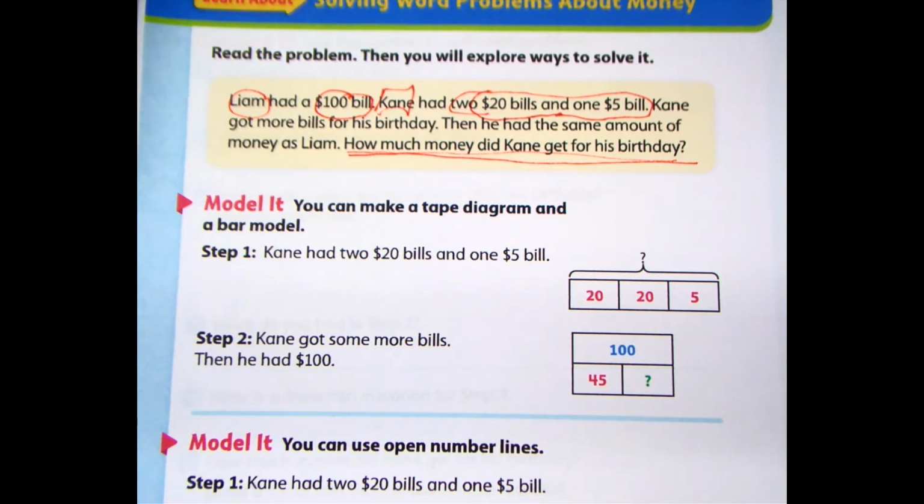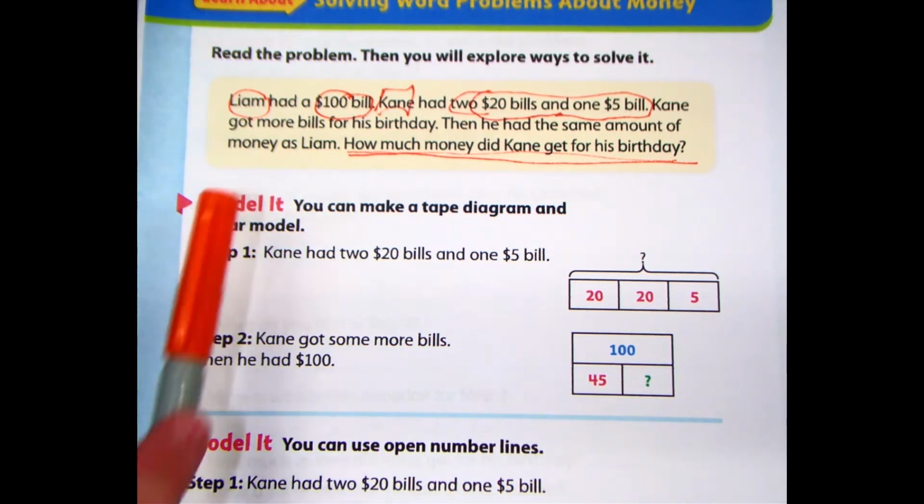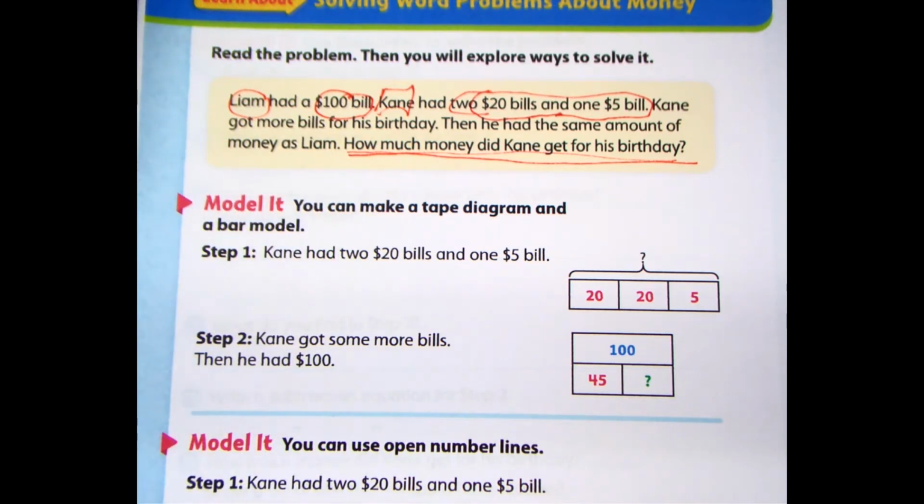Okay, step 2. Cain got some more bills. Then he had 100. And how do I know he had 100? Because it says that he has the same amount of money as Liam, and we know that Liam had 100. So now they're going to use the bar model to figure out how much money he received.